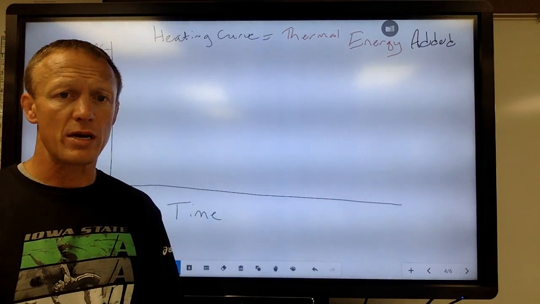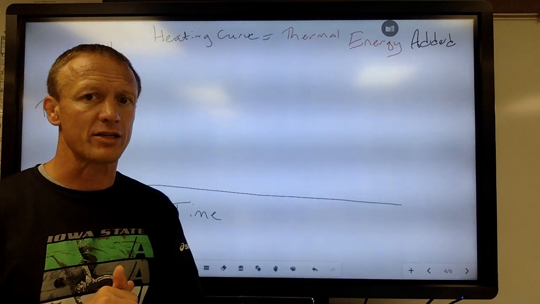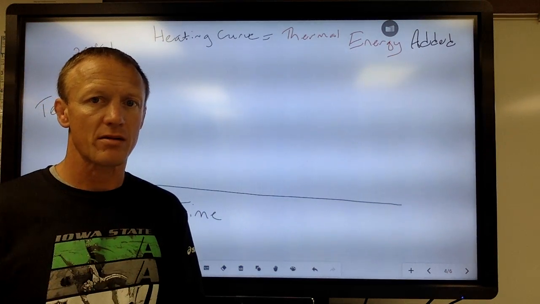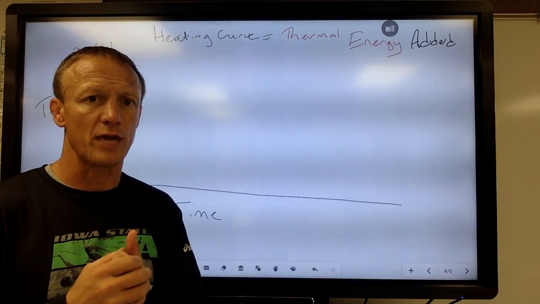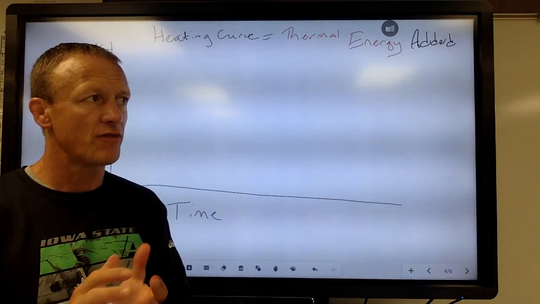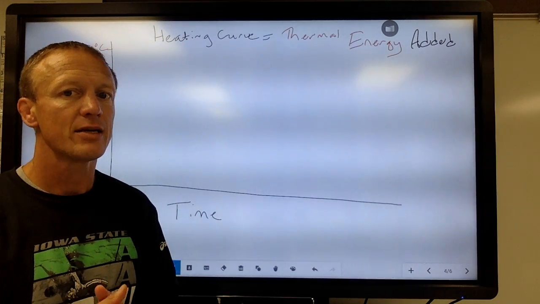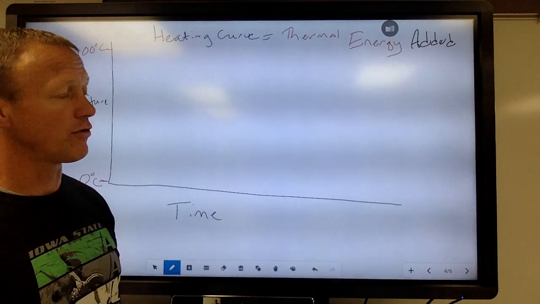So say we're putting an object as a solid on a stove, adding the same amount of heat the whole time, not changing the temperature of the stove, but continuously adding heat to that substance. And that's what the graph would look like.